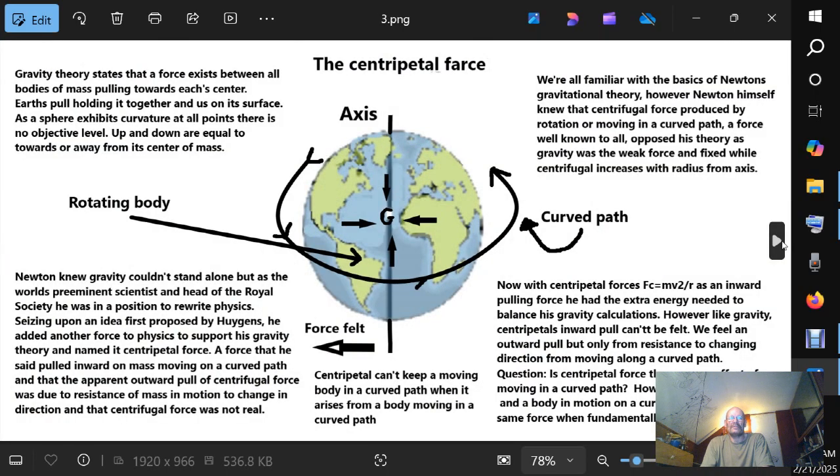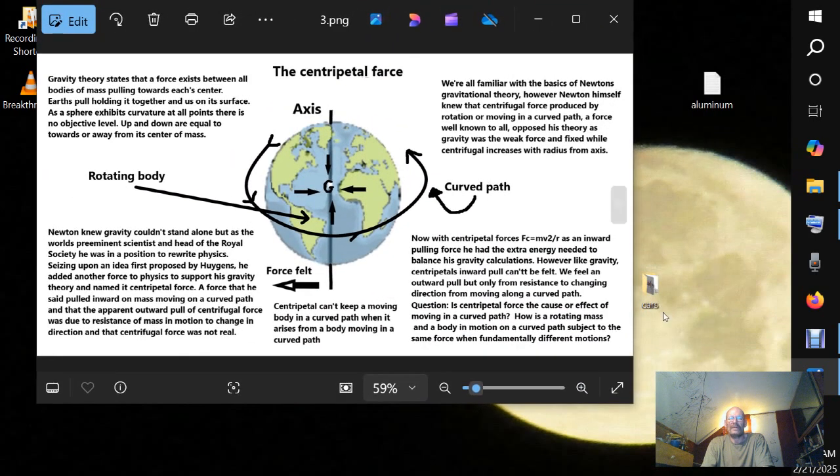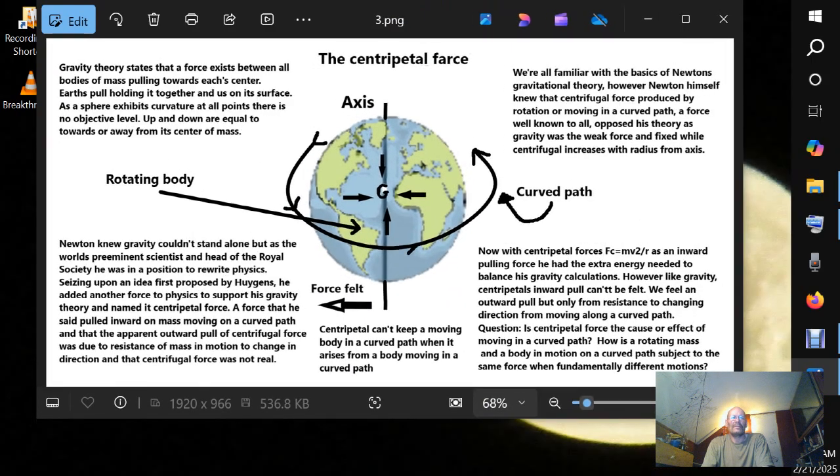And here's his deal. Okay, change this up a little bit here. The Centripetal Farce. Gravity theory states that a force exists between all bodies of mass pulling towards each's center. Earth's pull holding it together and us on its surface. As a sphere exhibits curvature at all points, there is no objective level. Up and down are equal to, towards, or away from its center.